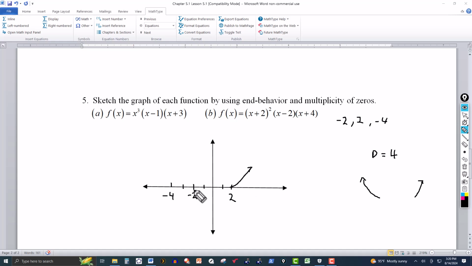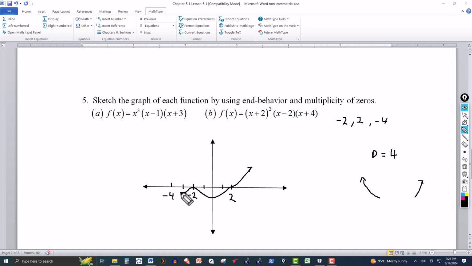If I pick a number between negative 2 and 2, say 0, I get a positive here, a negative here, positive here. So that's going to give me a negative value between 2 and negative 2. So the graph is going to come down. And it stays negative, but it has to go up because I have an intercept here. So it has to touch right there. And if I pick a number between negative 4 and negative 2, I'm going to get a negative value. So I know the graph has to come down. So it's going to go like this. So it's going to touch at negative 2.